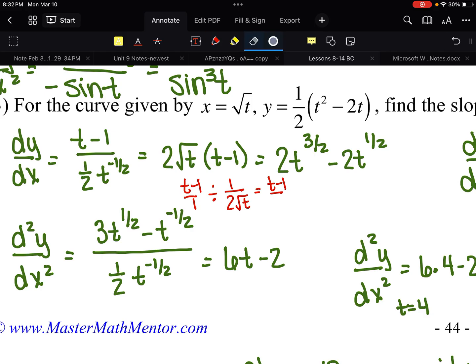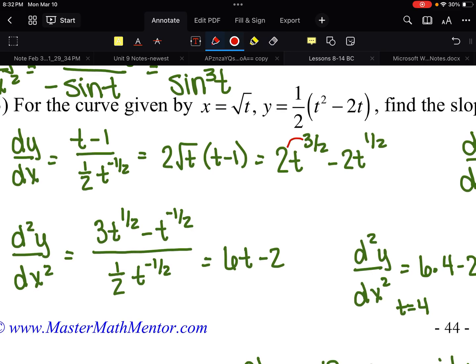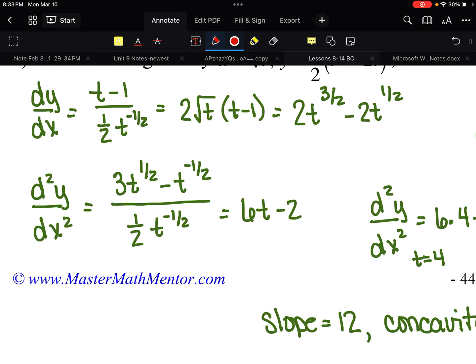Okay, so now the second derivative is do the derivative of that one. So exponent times the number in front becomes 3. Subtract 1 from the exponent, so 3t to the 1/2. 1/2 times 2, and then subtract 1 from the exponent. So there's my derivative of dy dx over the original dx.